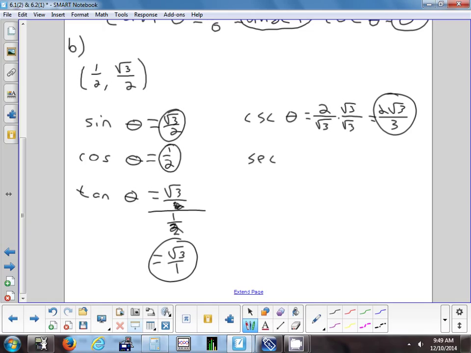Secant, that one's easy to flip. We just get 2. And anybody think they can give me the final answer for the cotangent flipped and the whole thing fixed? Josh? Good. Square root 3 over 3. So you'd have 1 over root 3, and then you'd have to fix it. I think those are the tougher ones. You got to do a little arithmetic just to get rid of the square root in the bottom.